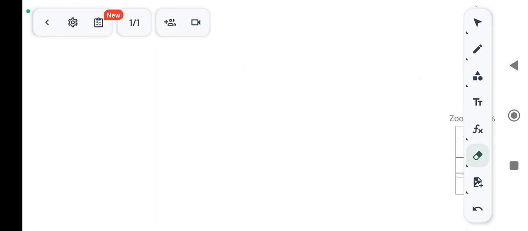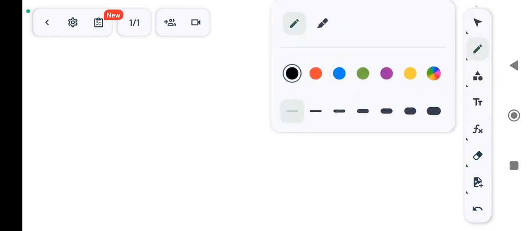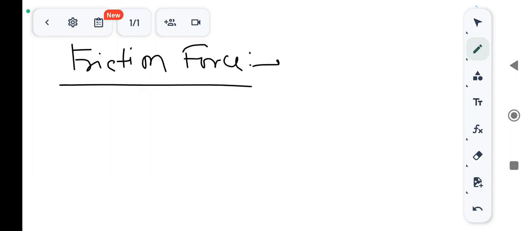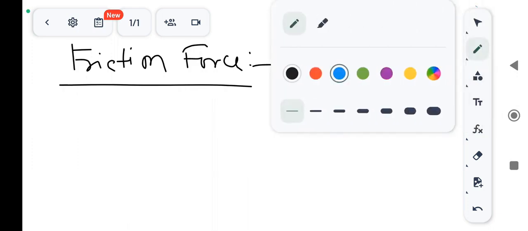Now the topic is friction force. What is the friction force? Friction force opposes the motion of the body. It acts on the surface of contact between the surface and the body.